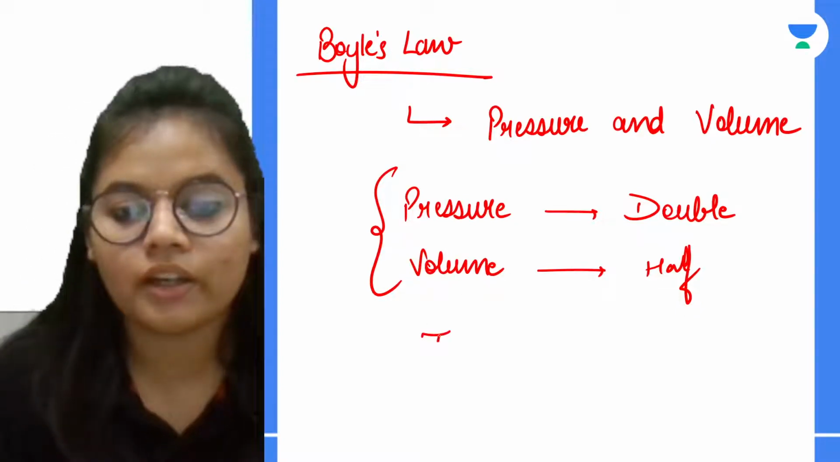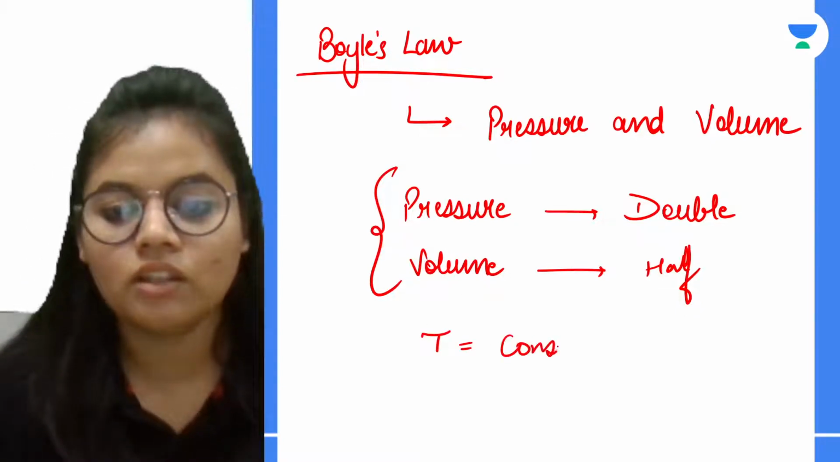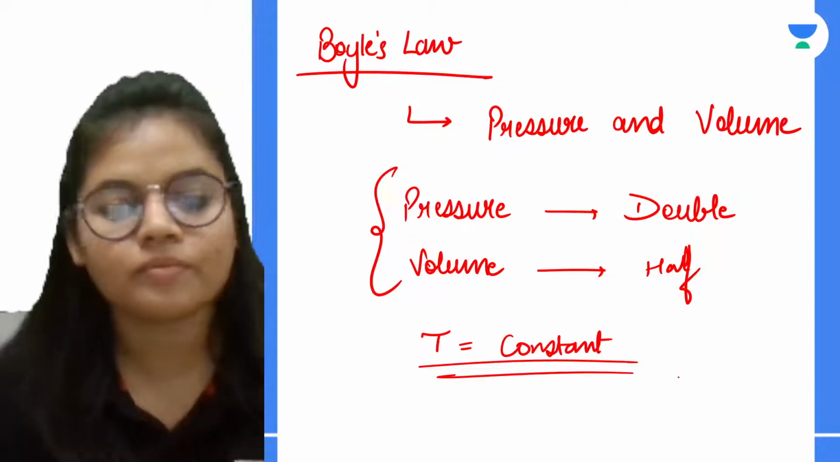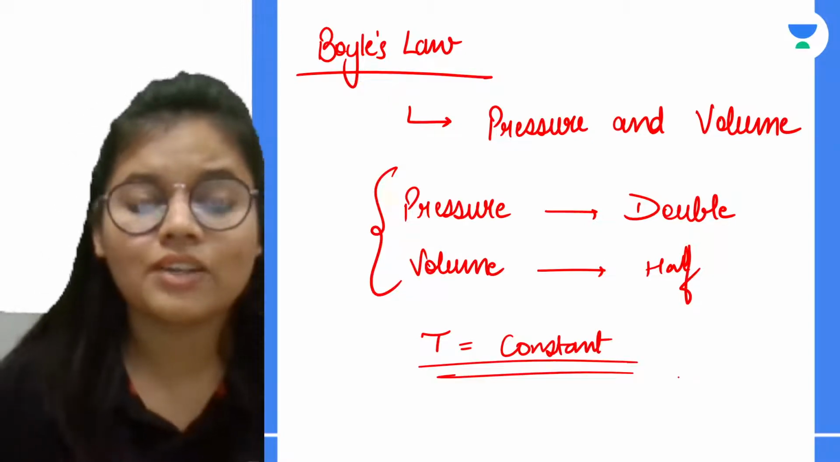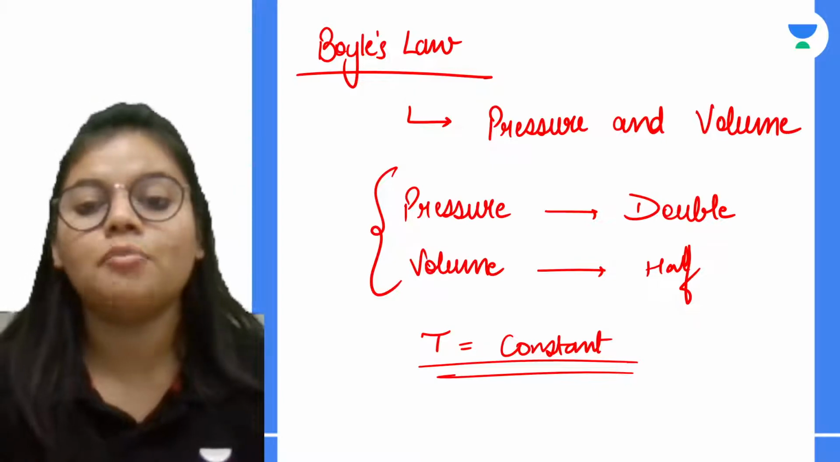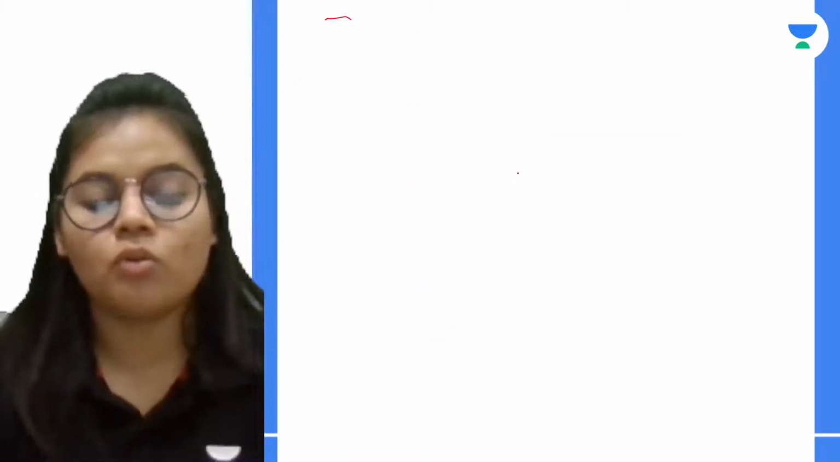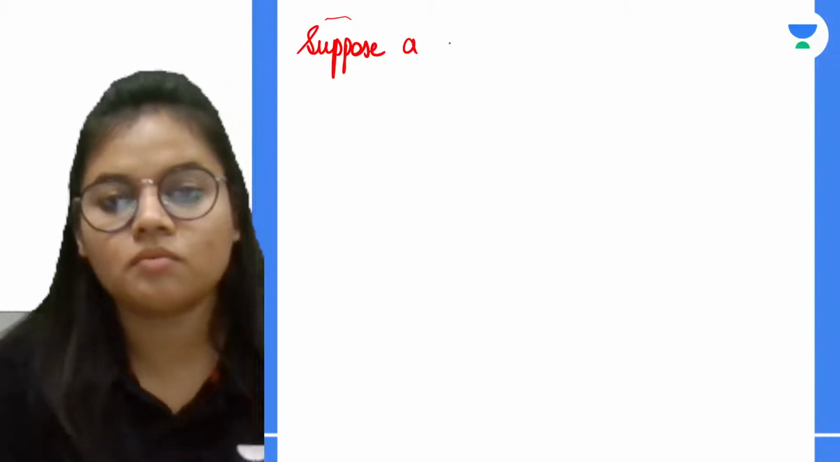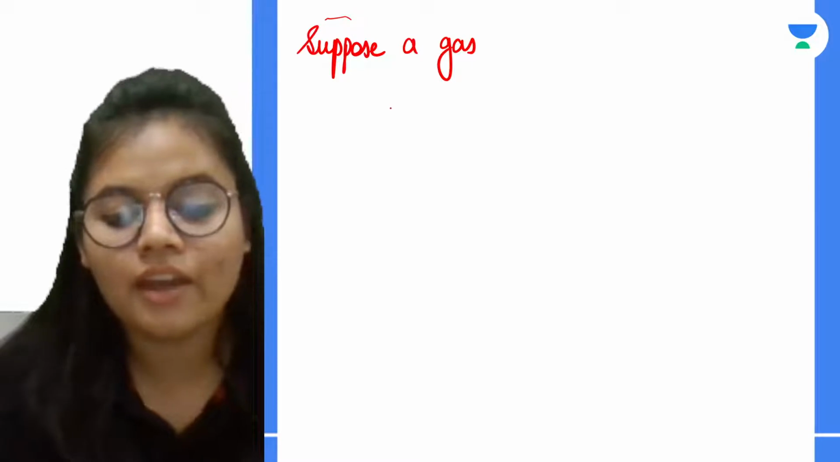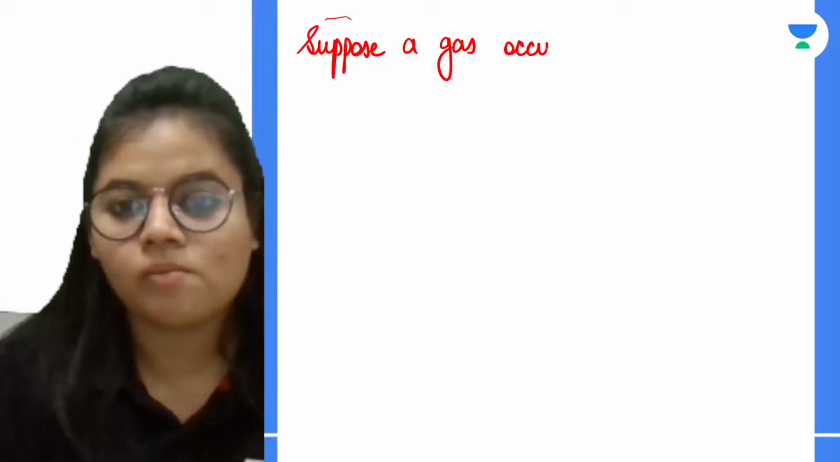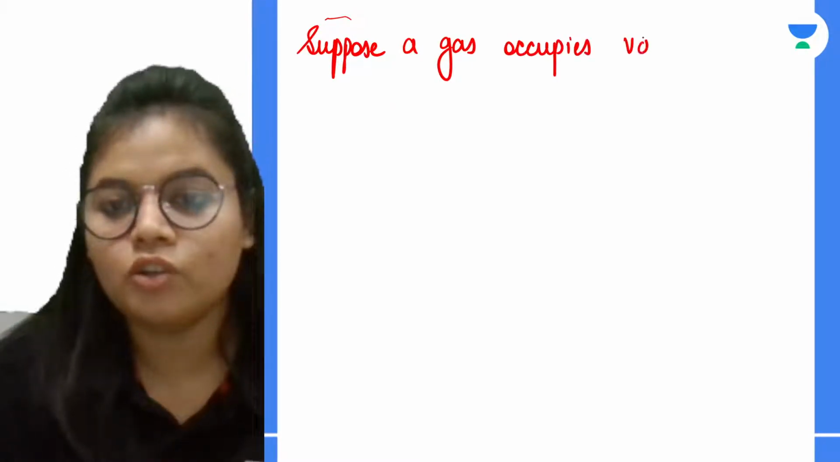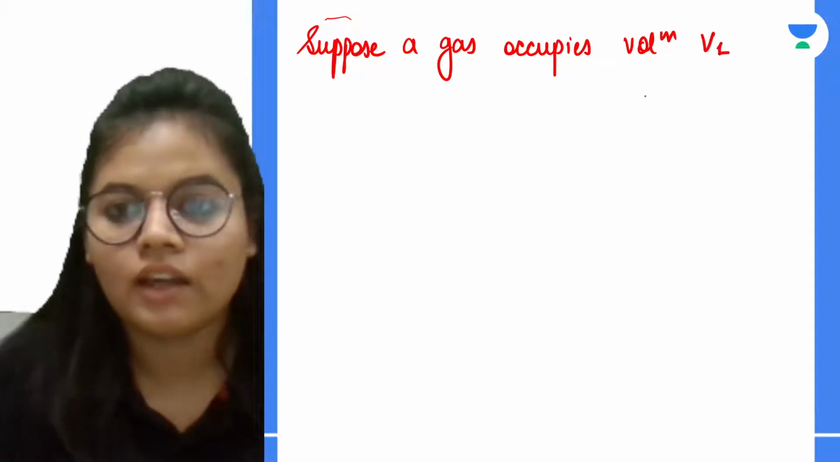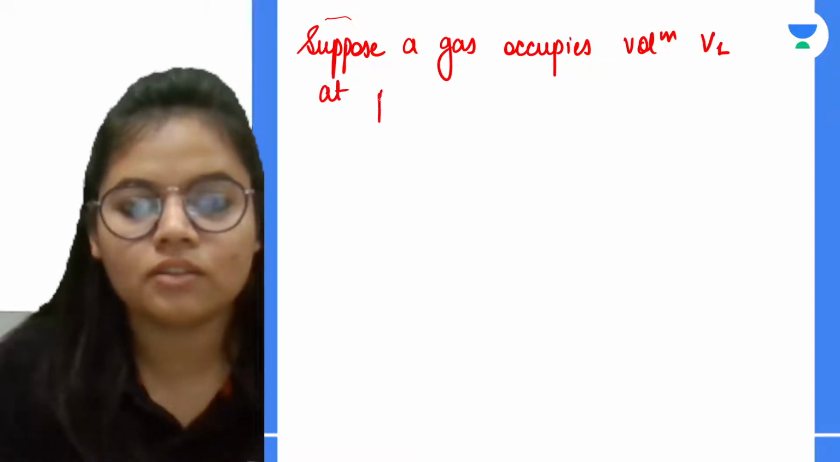Okay, the most important thing to mention here is that T is a constant quantity. Okay, now let us try to see how to derive a mathematical expression for the same. Now, let us suppose we are taking a gas, okay, which is occupying volume V1 at pressure P1.